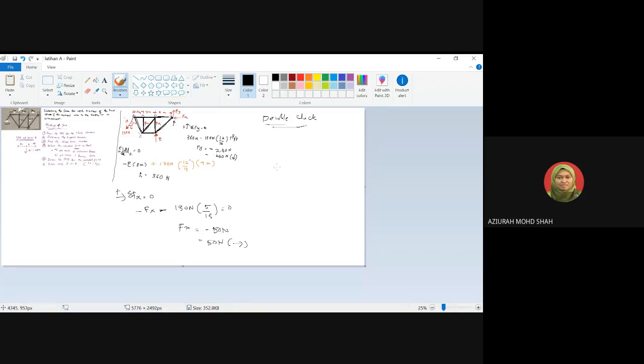Okay, you ambil momen dekat E. Ataupun boleh ambil momen dekat A, tapi kalau ambil momen dekat A ada dua. Terpulang lah, momen dekat A boleh, momen dekat E pun boleh. Sekejap lagi kan ada orang confused. Okay, katalah momen dekat A lah, tak banyak kira. Momen dekat A equal to 0.